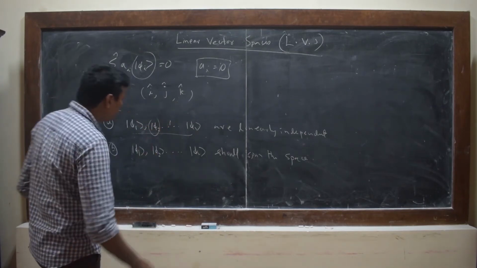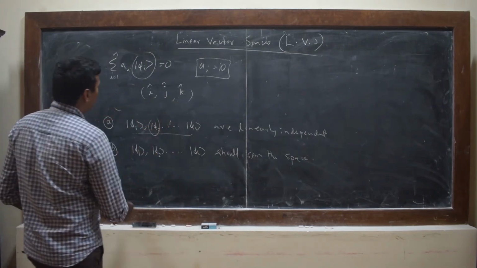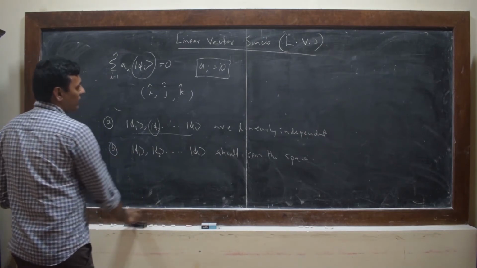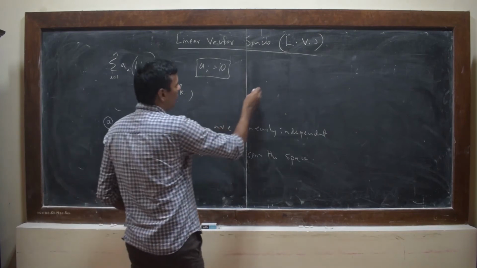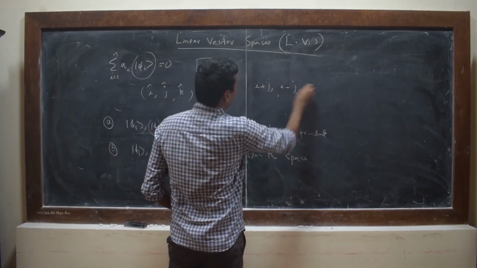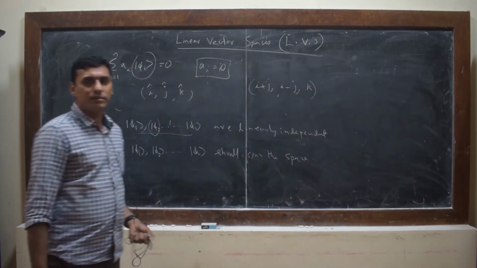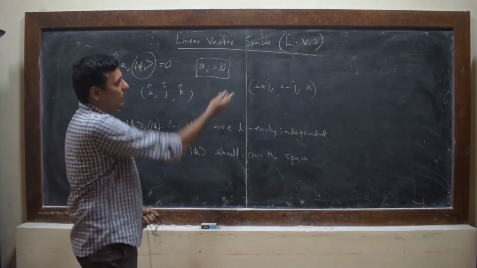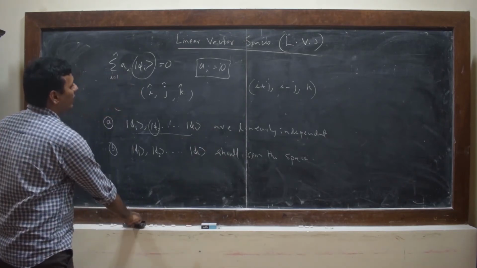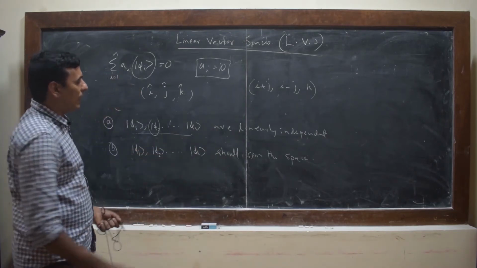All right. I can very well ask you, if I plus j, i minus j and k, are they linearly independent? Of course, they are linearly independent. Now let us talk about what we mean by spanning the space.